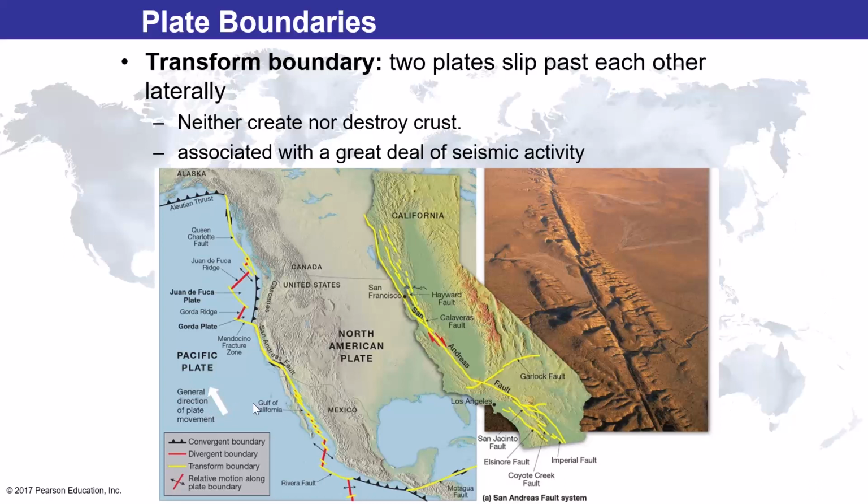But we can see how one plate, the North American plate, is sliding southward, while the Pacific plate is sliding northward. We can see these different fault lines and how they are moving. Again, there's no subduction taking place here, as these plates are just sliding along one another. And so this is also something that can create a lot of earthquakes.